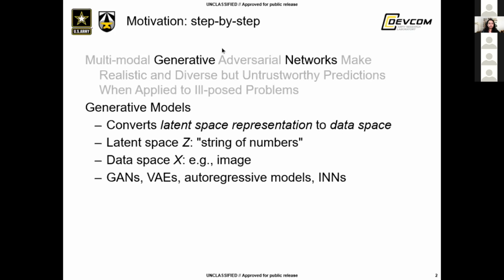There are many different types of generative models. The two most common are probably generative adversarial networks and variational autoencoders, which have been around for quite some time, and there are 100 different variations of each of those. Autoregressive models like Transformer are much more recent, but they've done some pretty impressive stuff. And invertible neural networks are probably the least well studied of these. I'm going to mention them very briefly at the end.